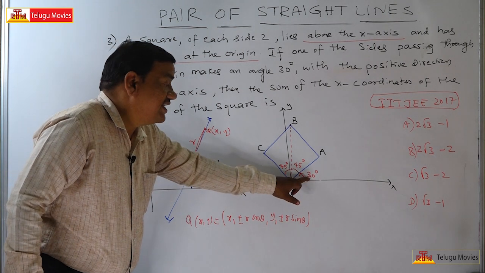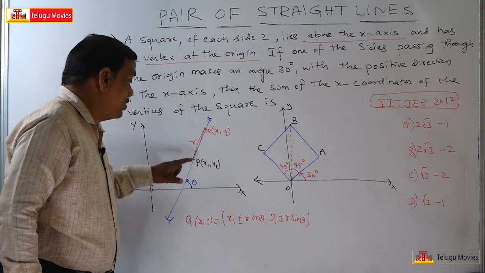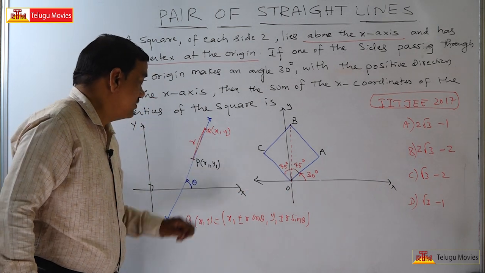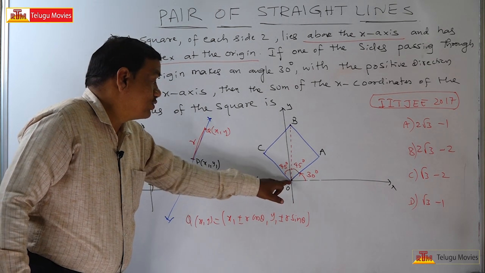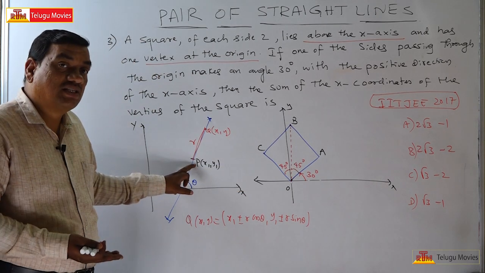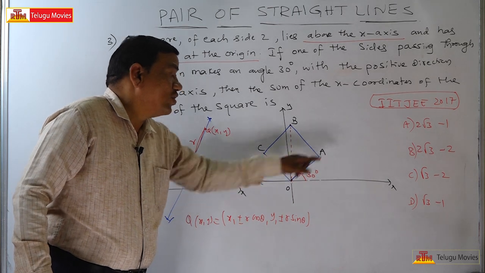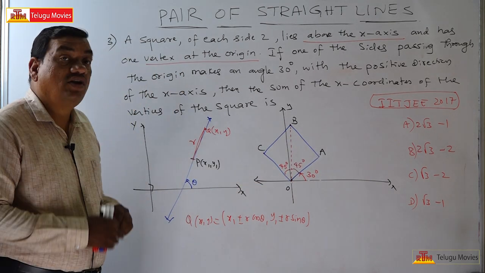Here P(x1, y1) is nothing but (0, 0). Here theta is 30 degrees. The length of OA is nothing but 2, which means here the r value is 2.